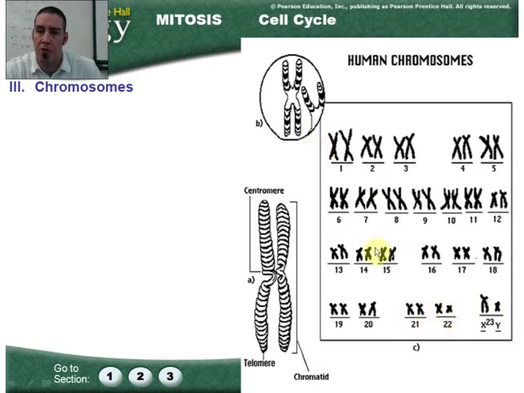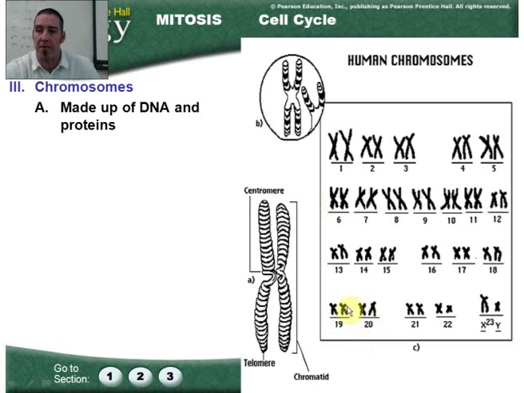The first 1 through 22 are called autosomes, and the last pair are called sex chromosomes. So this, again, is a human karyotyping, and we have 46 total chromosomes. We get 1 of each of these from our mom and 1 of each of these from our biological dad.